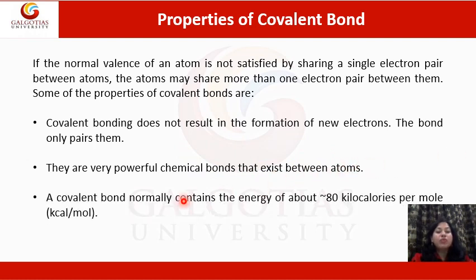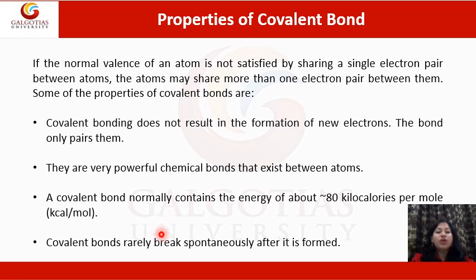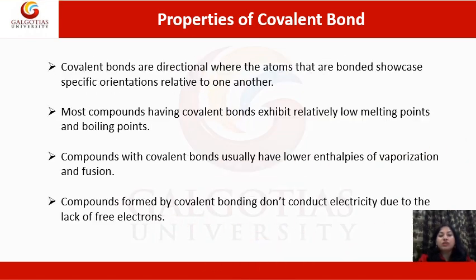A covalent bond normally contains the energy of about 80 kilocalories per mole. A covalent bond rarely breaks spontaneously after it is formed. Covalent bonds are directional, where the bonded atoms show a specific orientation relative to each other. Most compounds having covalent bonds exhibit relatively low melting points and boiling points.